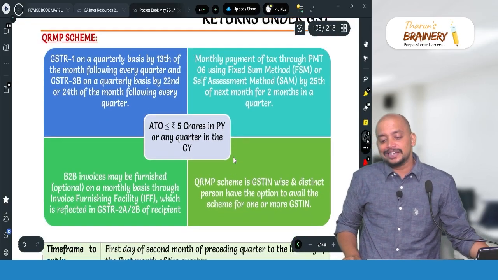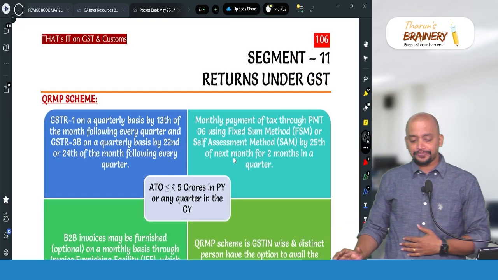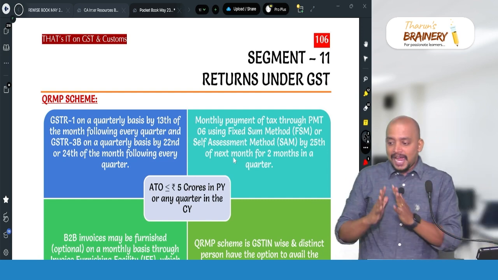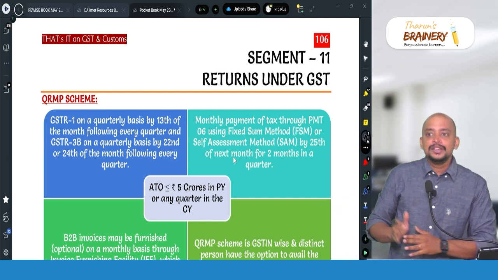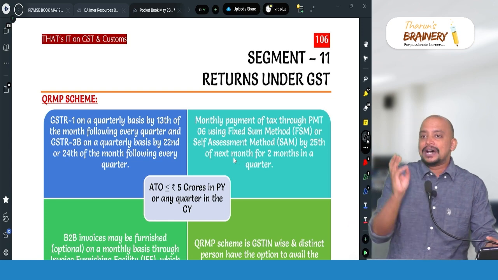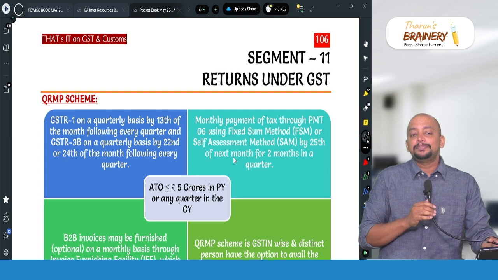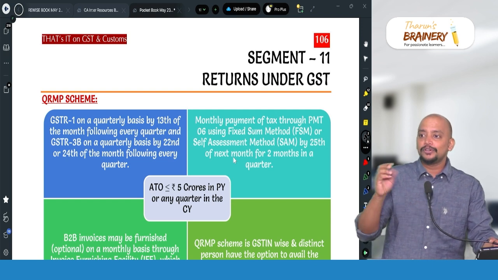So returns under GST, segment 11. In this returns under GST, we have the QRMP scheme. QRMP scheme refers to the quarterly return monthly payment scheme.